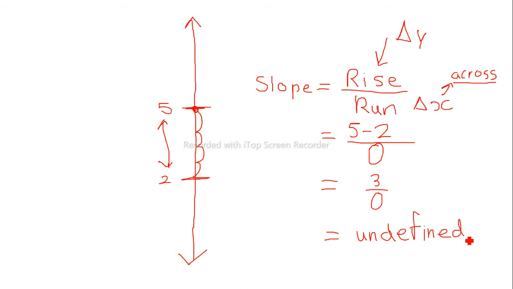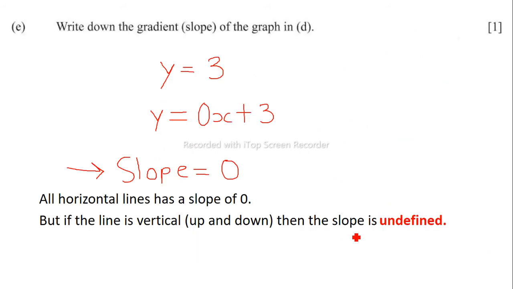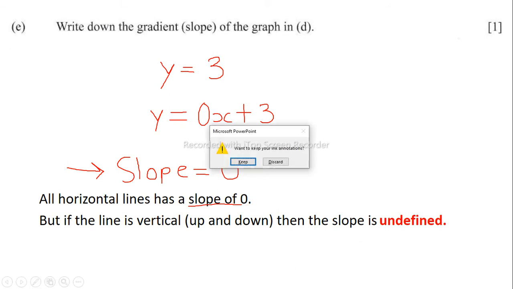Okay, so vertical lines, any vertical line, no slope. Its slope is undefined. Horizontal lines, slope of 0. Those are 2 things that you need to know. All right. Any questions from anyone?